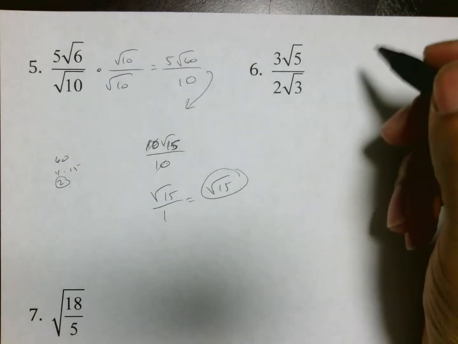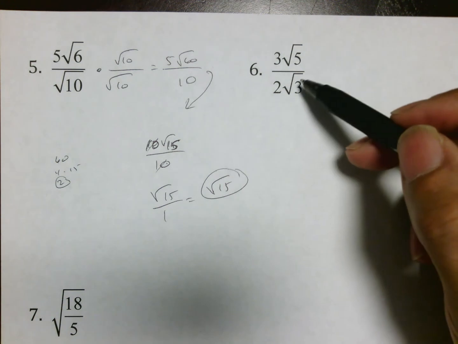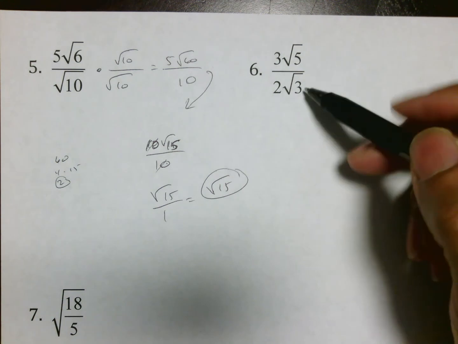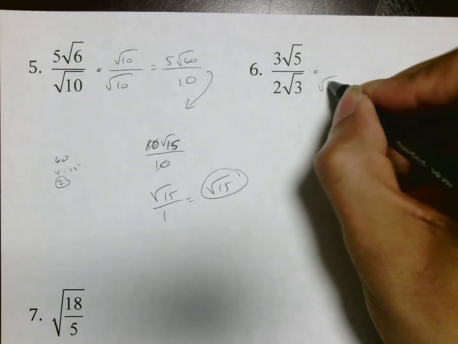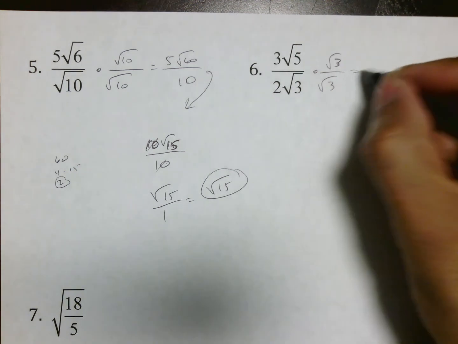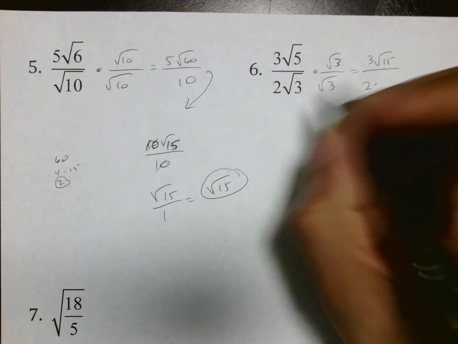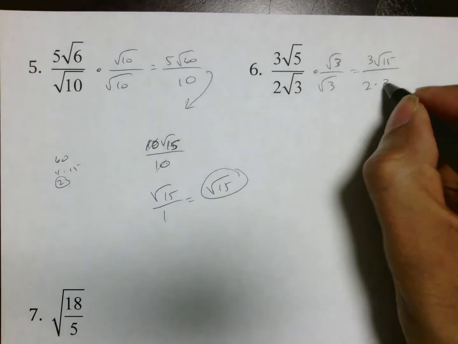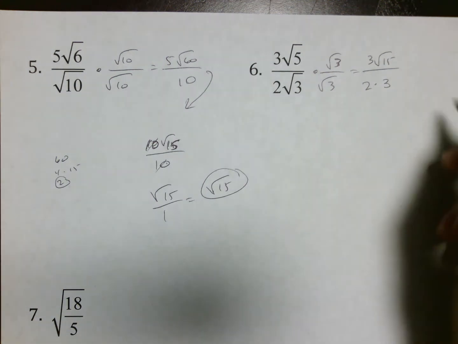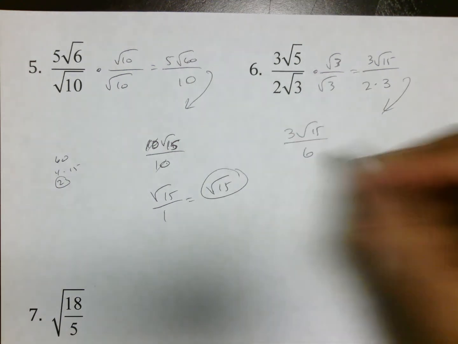Alright, and then the one here where we have numbers on both, you still don't care about the 2, you only really care about the 3, so what we would do here is multiply by just the root 3. Not the 2 root 3, but just the 3. And what we end up with here is 3 root 15 over 2 times, again, root 3 times root 3 is 3. Which means, again, you got to be careful. That is 3 root 15 over 6.